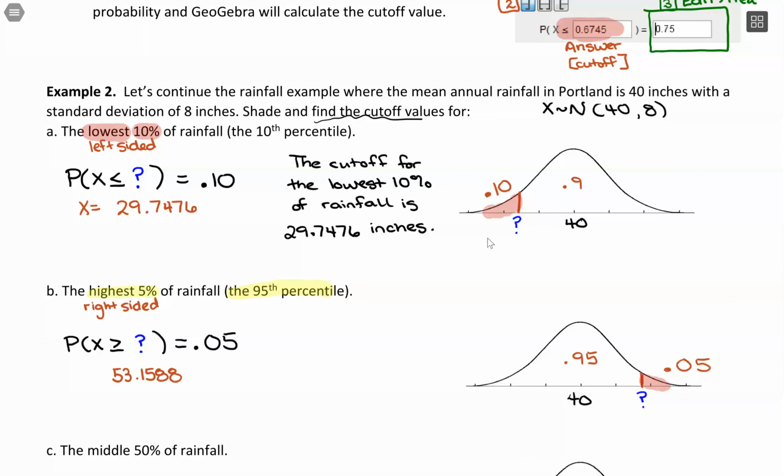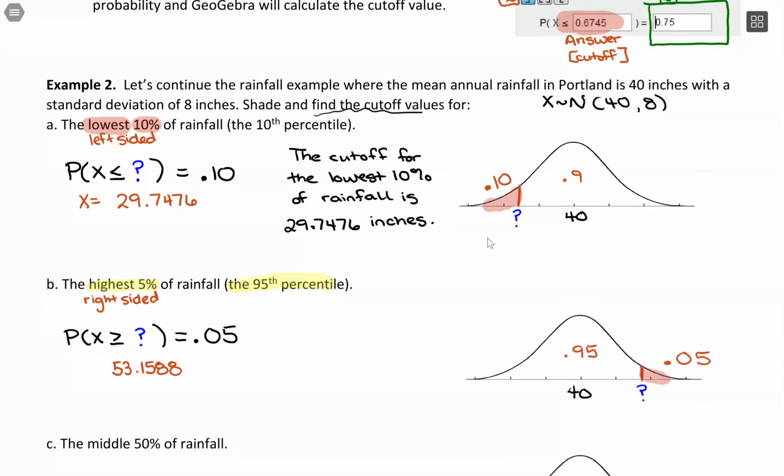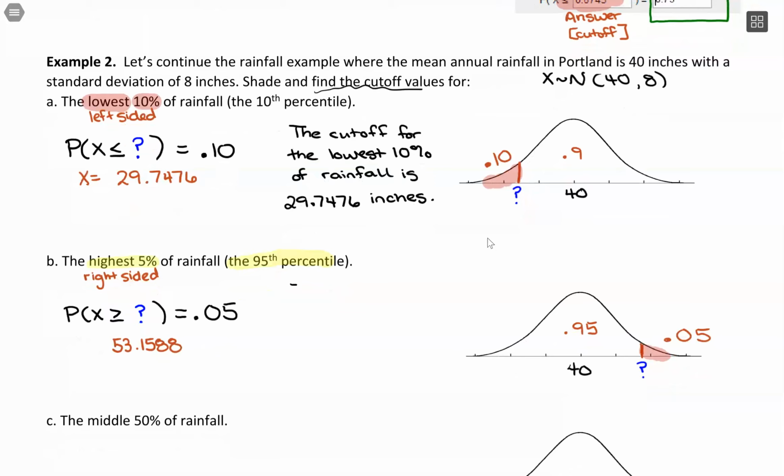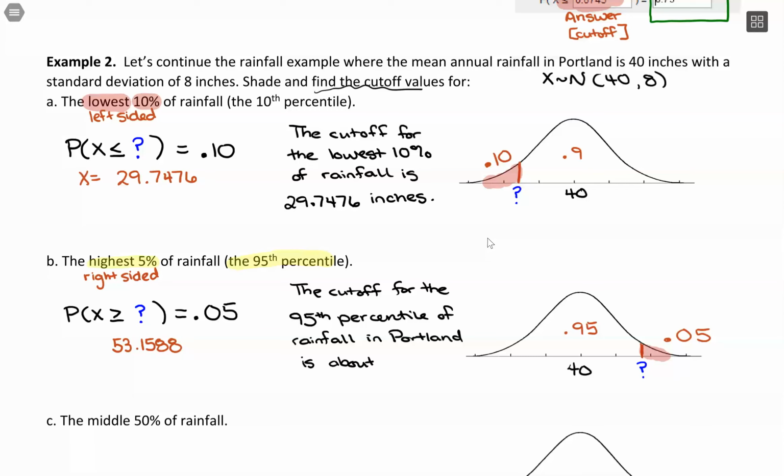And I'll do this one, I'm going to word this in terms of percentile just so that you can see how you would word that. I could say the cutoff for the 95th percentile of rainfall in Portland is, and I'll go ahead and round this, let's say about 53 inches. So that's another way to word these answers.